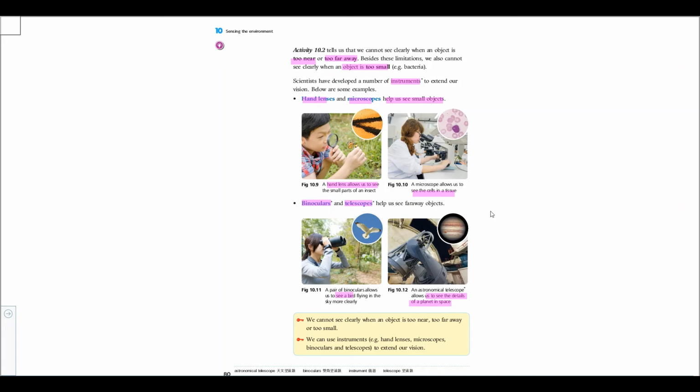So remember the examples, and in the yellow box there will be a short conclusion. So we cannot see clearly when an object is too near, far, or small. Alright, 3 situations. And use different instruments. So remember the 4 examples to extend our vision.